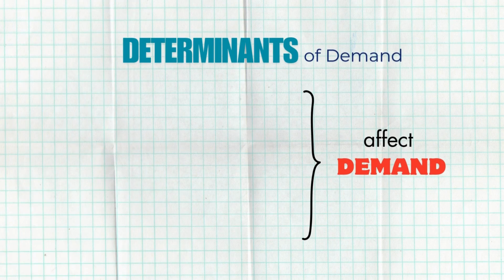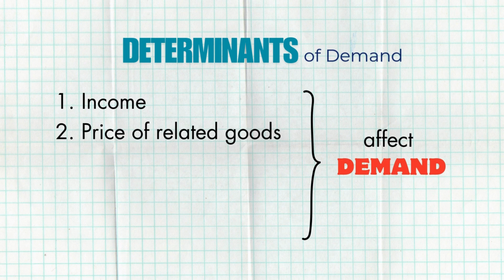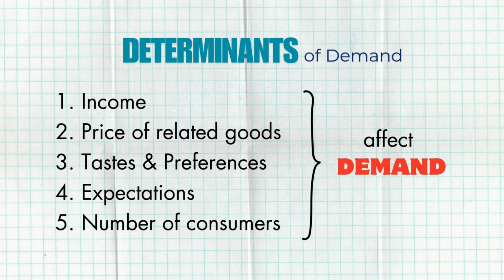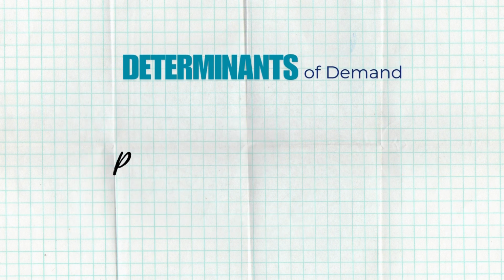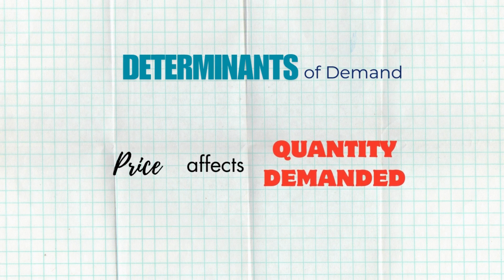To recap, the factors that affect demand include income, price of related goods, tastes and preferences, expectations, and the number of consumers. If you can recall, price is also a determinant, but it only affects the quantity demanded and not the whole demand.